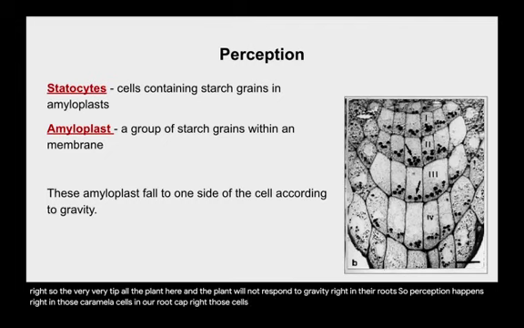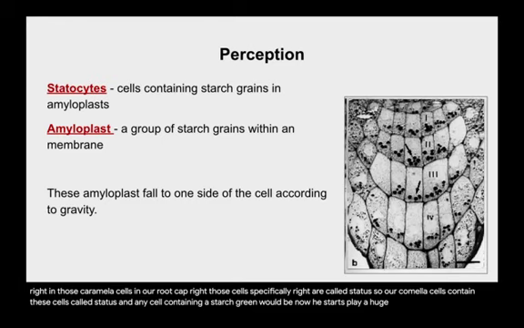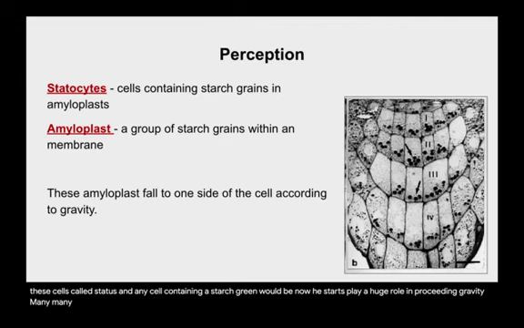Those cells specifically are called statocytes. So our columella cells contain these cells called statocytes, and any cell containing a starch grain would be a statocyte. Now these starch grains play a huge role in perceiving gravity. There are many, many starch grains in a cell, and these starch grains can be clumped together. We can see these little black dots in all of our cells here, in what's called an amyloplast. So it's like clumps of these starch grains.